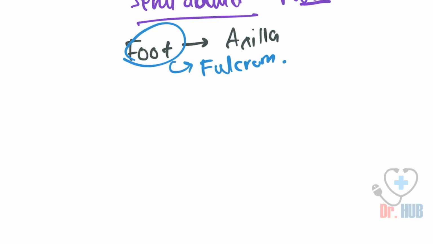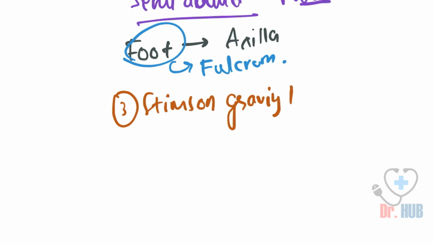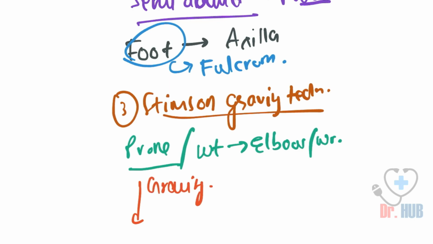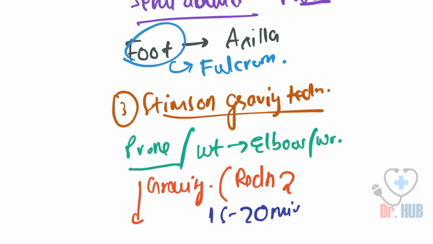Then lastly, we look at the Stimson's gravity technique. So in case of Stimson's gravity technique, the patient is left in prone position and a weight is attached. The weight is attached at the elbow or the wrist of the affected side. So what happens is the gravity pulls it downward, and there is reduction, which occurs in about 15 to 20 minutes.